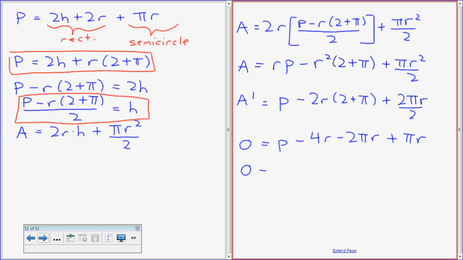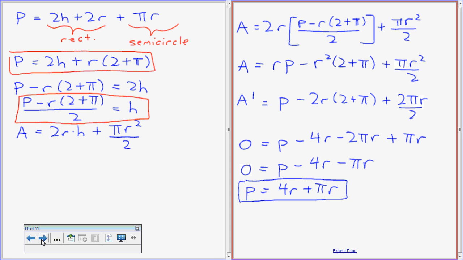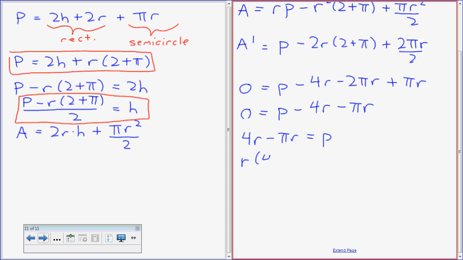So I'm going to get 0 equals p minus 4r minus pi r. So I'm going to get my perimeter should equal 4r plus pi r. And I think I can stop there. Or I should solve for r, I guess. Sorry, I did that backwards. And I'm going to stop there with that question because that's enough algebra for one day.